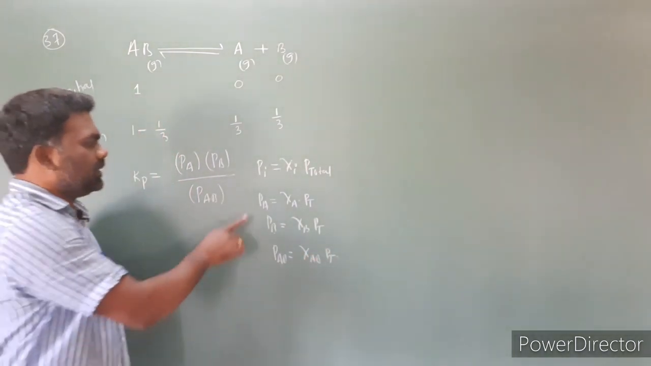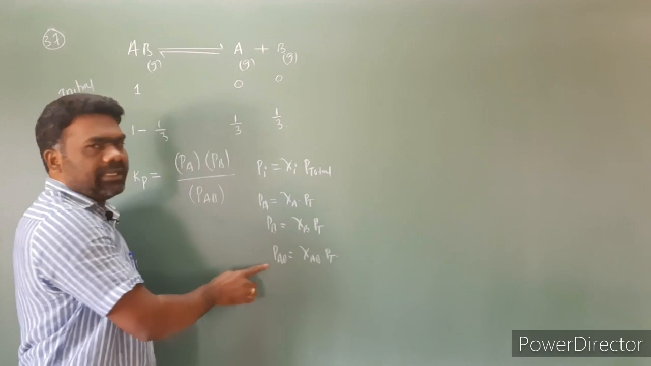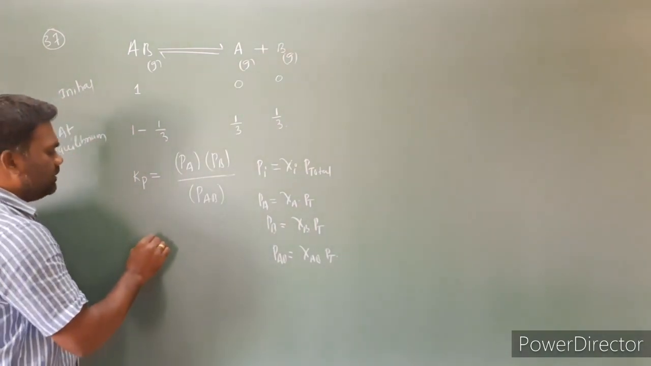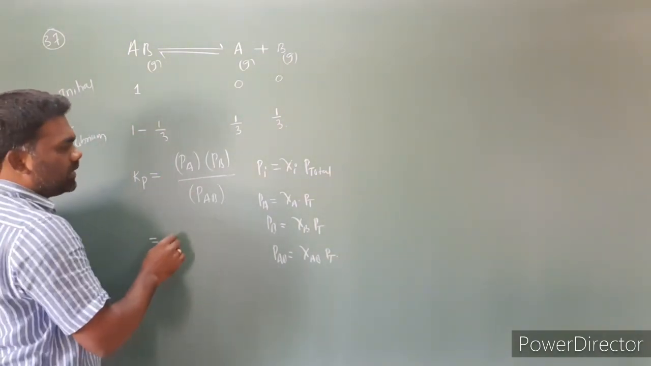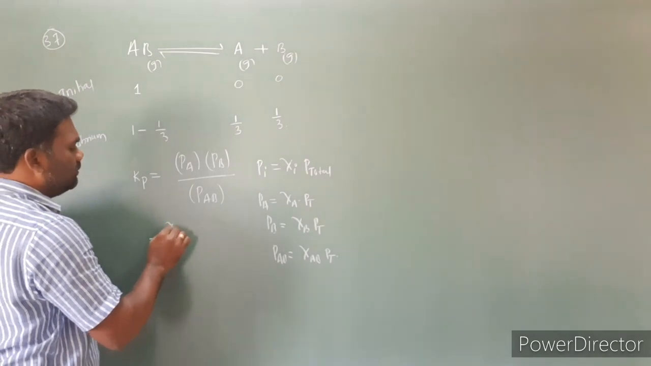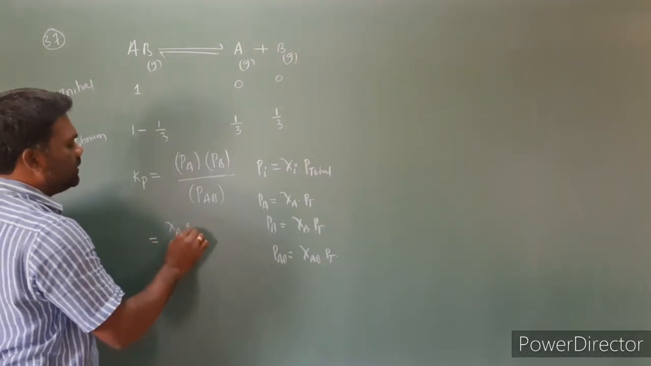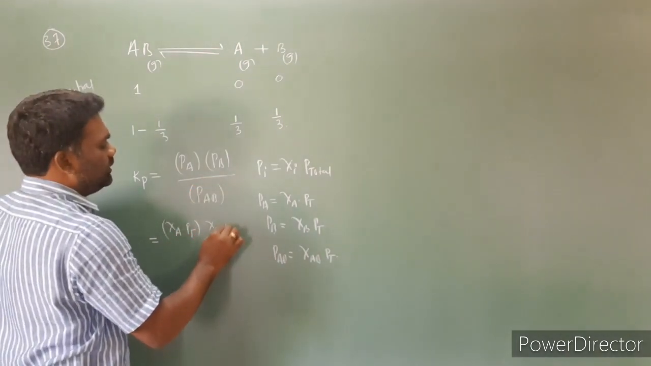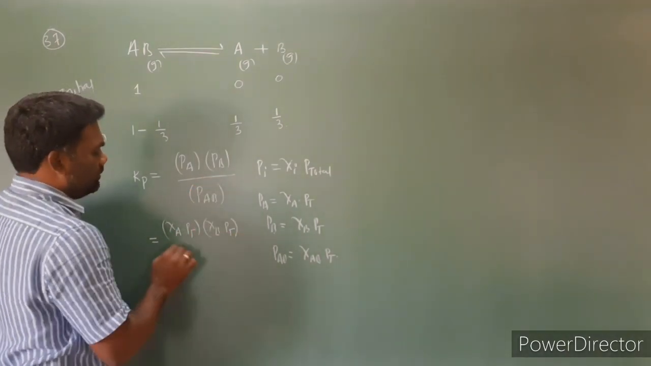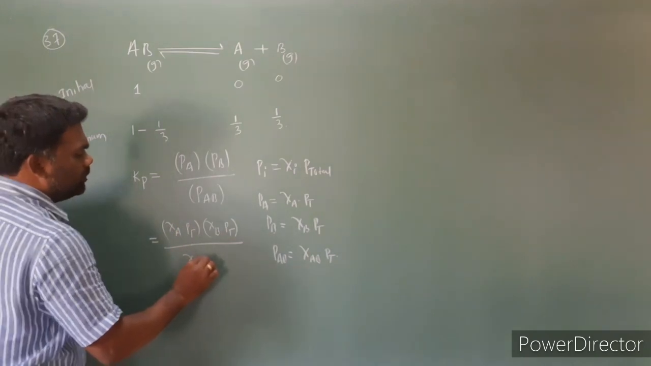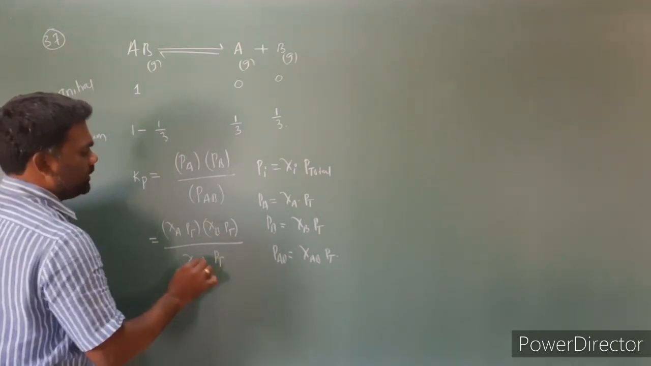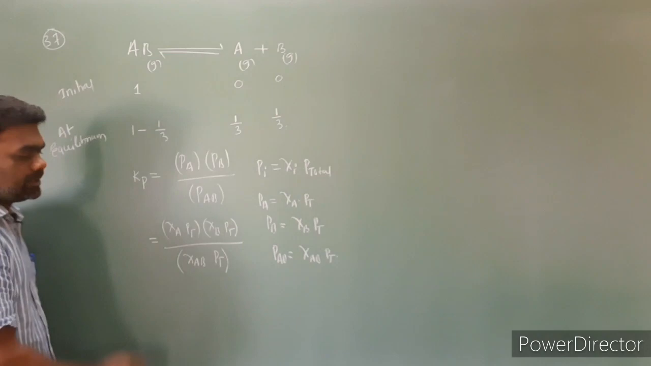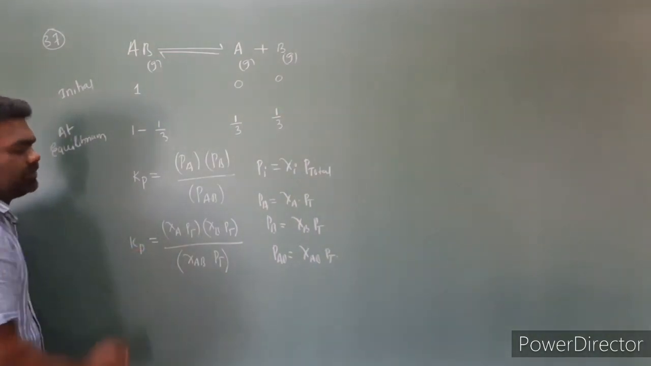So substitute PA, PB and PAB in the given equation. Then we get PA, which is the mole fraction of A times P total, and PB, the mole fraction of B times P total, divided by PAB, the mole fraction of AB times P total. Isn't it? Then this is Kp.